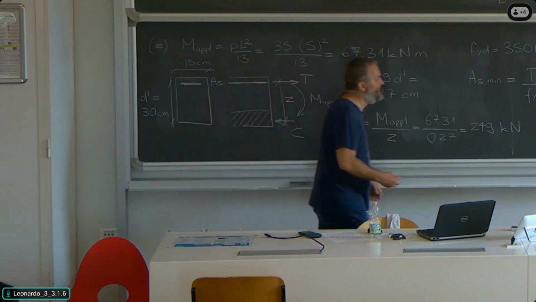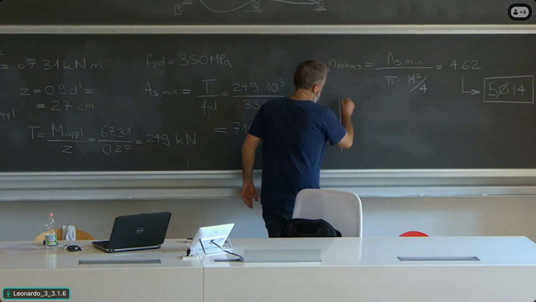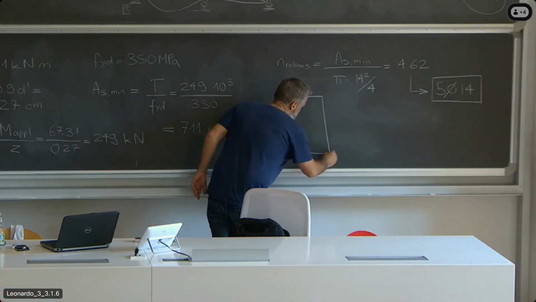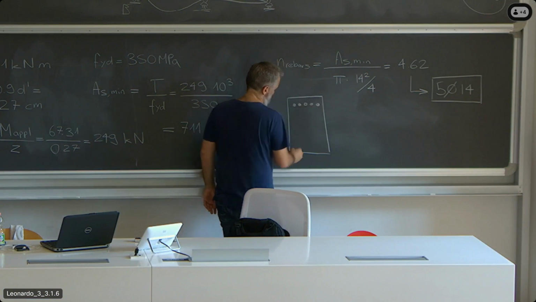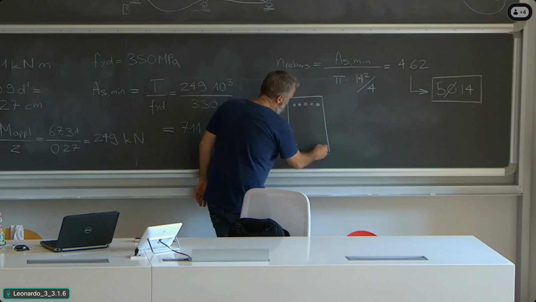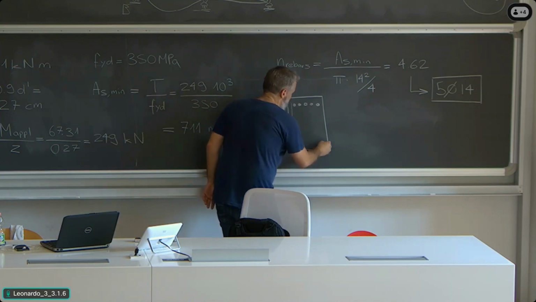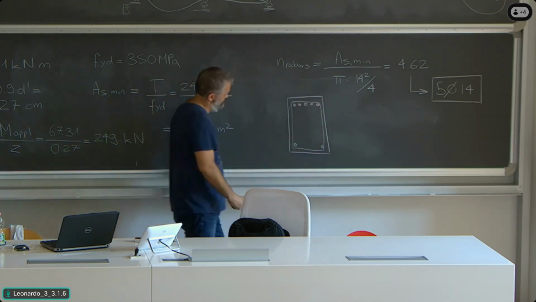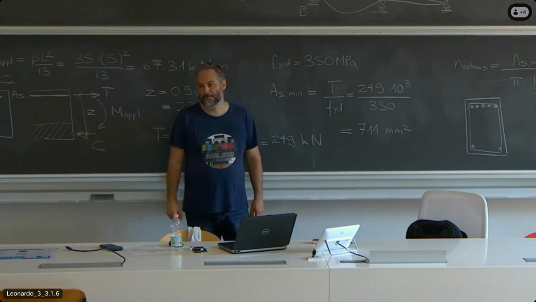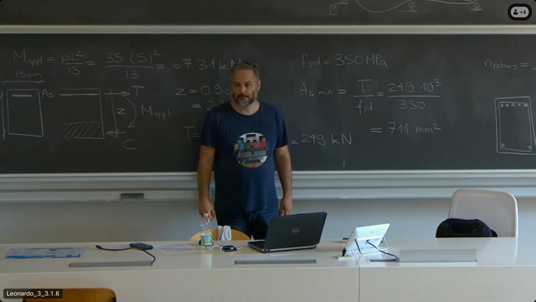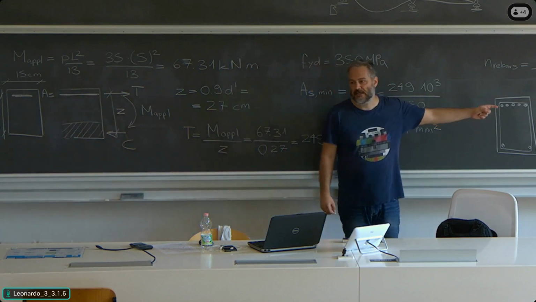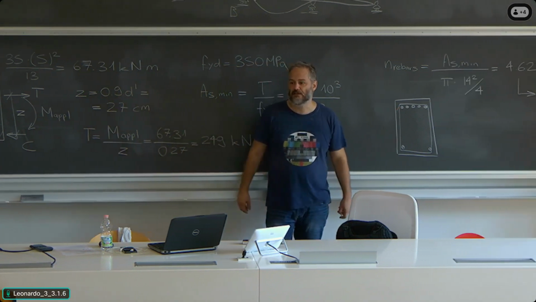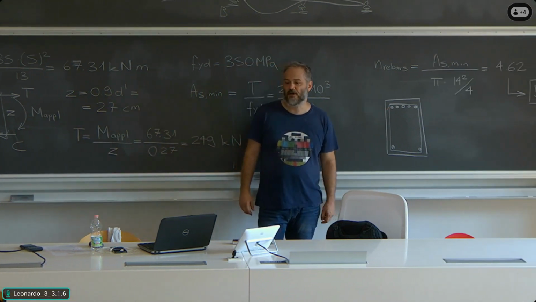What does the section look like? In the end, section B will be something like this. 1, 2, 3, 4, 5. Then we need 2 at the bottom to keep the stirrups in place. This is what the section looks like. Okay? You take some time to write it down, and I will then erase everything and go to point F of the written exam.